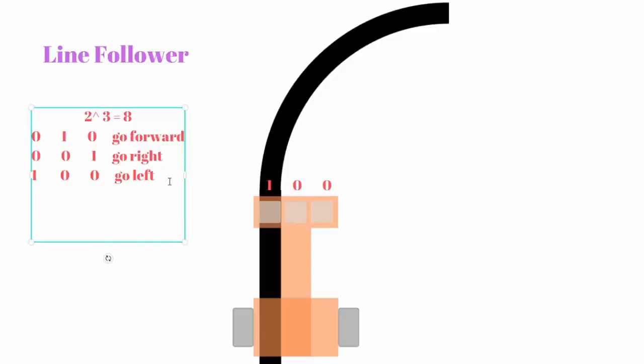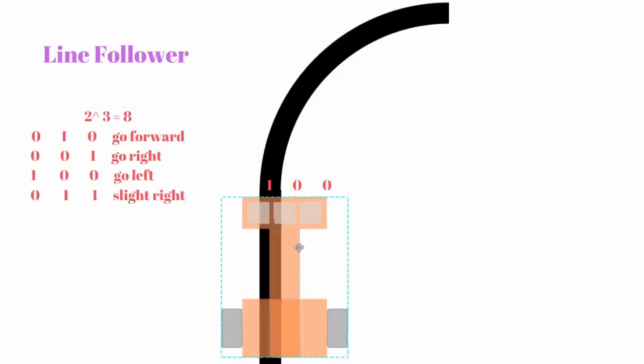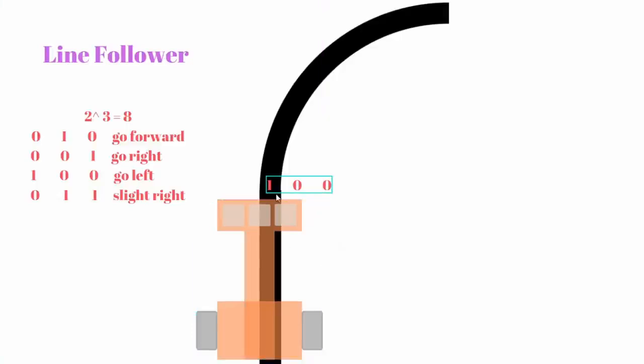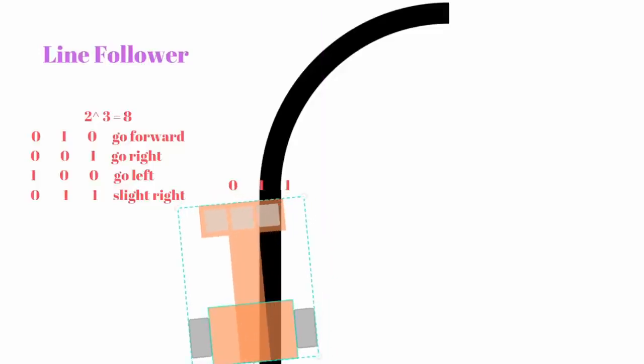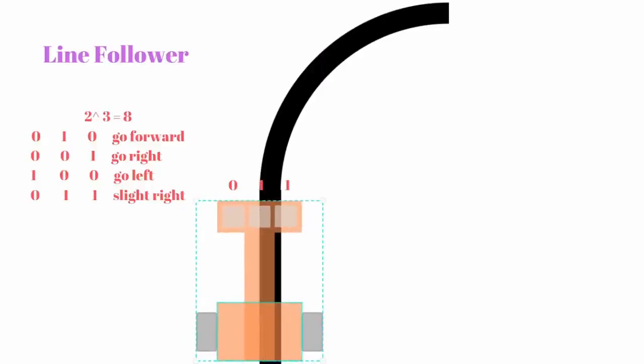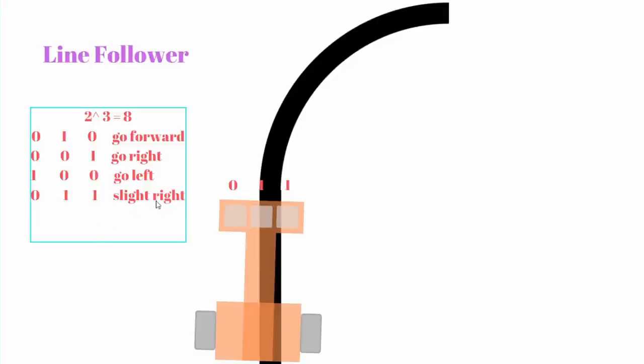Then we can also have 0, 1 and 1. So we will say slight right instead of going right. When it's in the middle, it will have 0, 1 and 1. So this way both of them are on, so we only have to rotate a little bit. Earlier it was 0, 0, 1, and we had to rotate a lot. Now it is 0, 1, 1, so we have to rotate a little bit. So that is slight right.